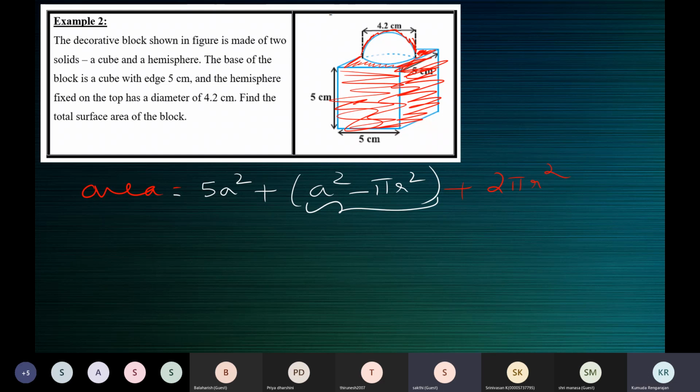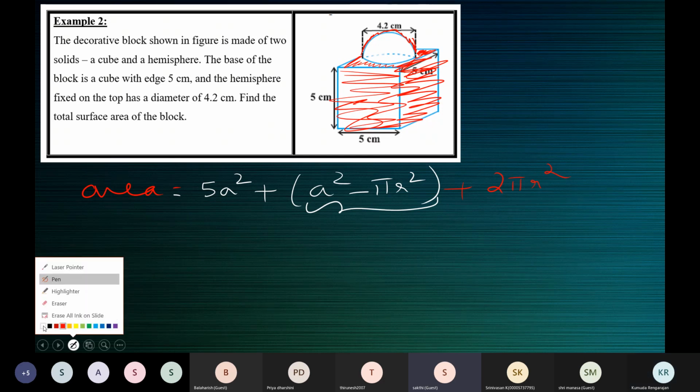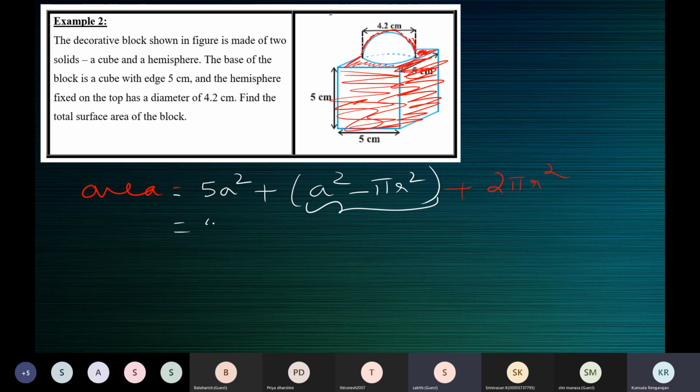So children, imagine if you have to paint this block, you will paint the 5 faces of the cube, 5a square. On the 6th face, you will paint a square minus pi r square. And apart from that, you will also have to paint the CSA of the hemisphere. So this expression is the total surface area of the block. You can simplify this. So it's 5a square plus a square minus pi r square.